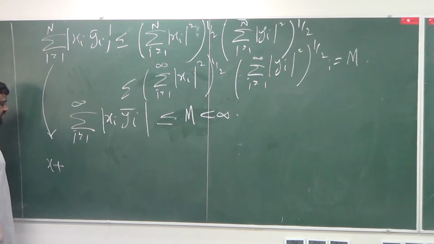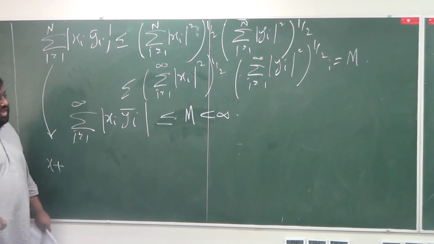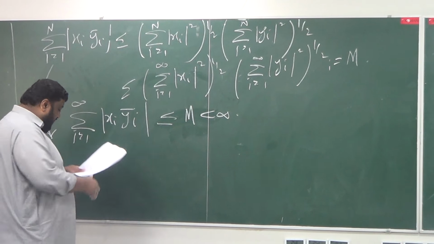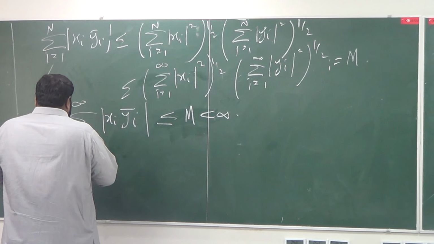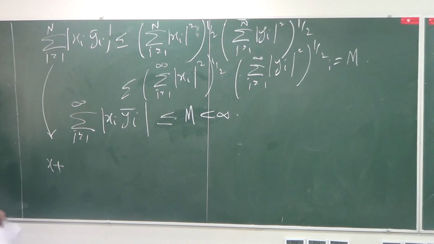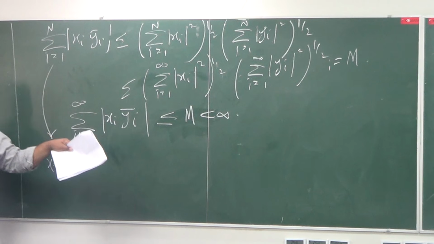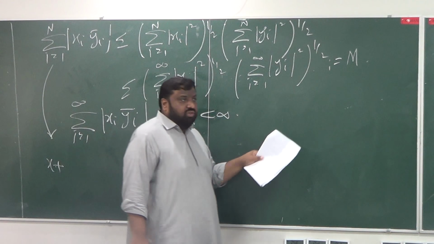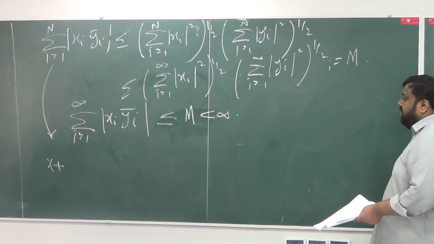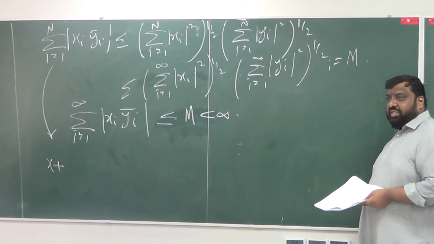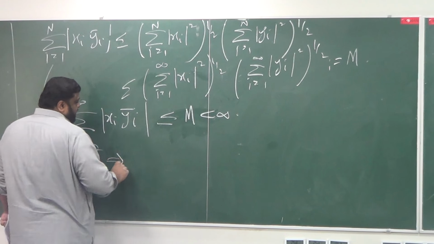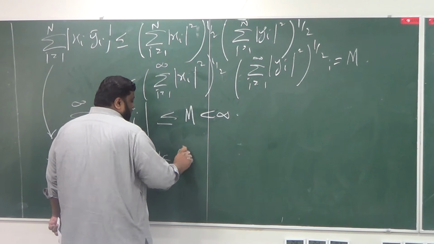But the interesting thing is going to be to see why the sum makes sense, x plus y. In other words, we have proved that the inner product makes sense for two square summable sequences. So what we want to do next is to see how addition makes sense. If I take x and y from L2, is it true that x plus y is also in L2, by our definition?